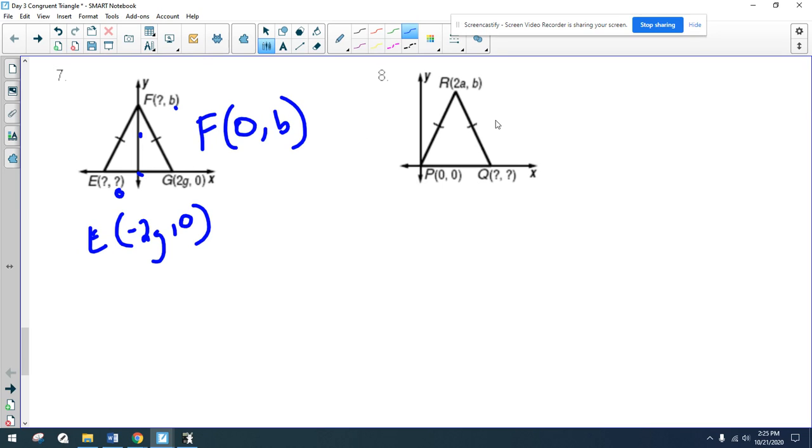Finally, last one, they've got this. They're saying that right about here is 2a on the x-axis. So if you're going to go the rest of the way, you've got to double it. So that would make it 4a. And the other question mark, we don't have any height. We're right there on the x-axis, so that's 0.